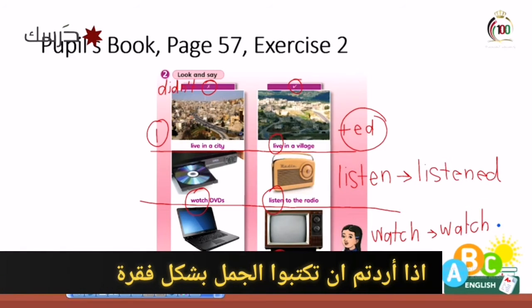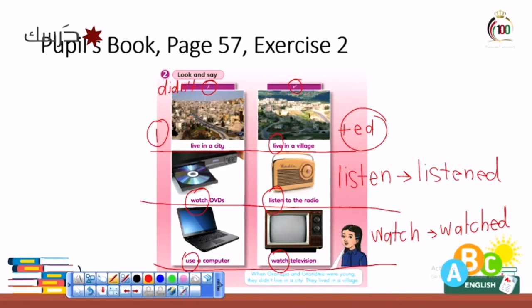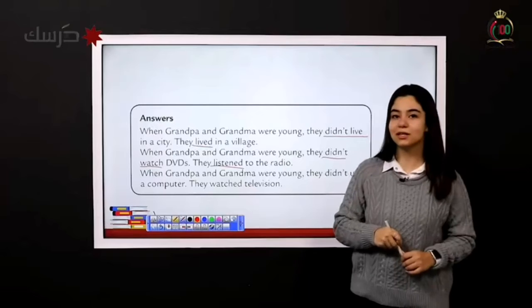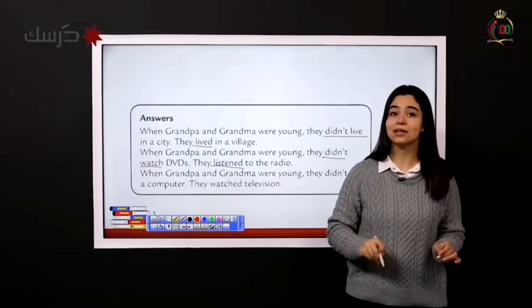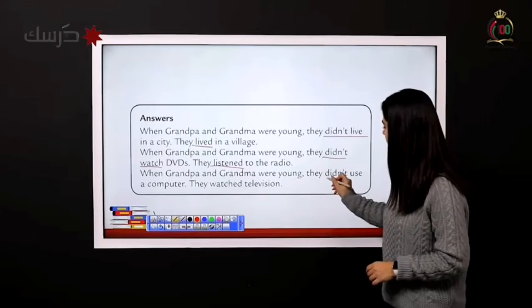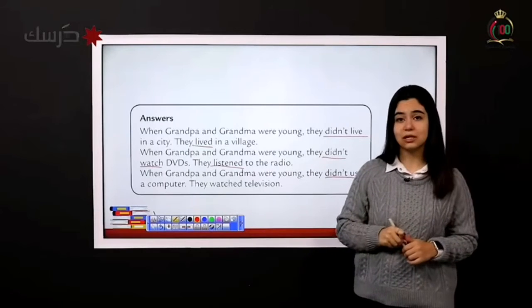Now, if you want to write your answer as a paragraph, it's going to look like this. When Grandpa and Grandma were young, they didn't live in a city. They lived in a village. Now, when Grandpa and Grandma were young, they didn't watch DVDs. They listened to the radio. Remember, we are using the past simple tense. When Grandpa and Grandma were young, they didn't use a computer.